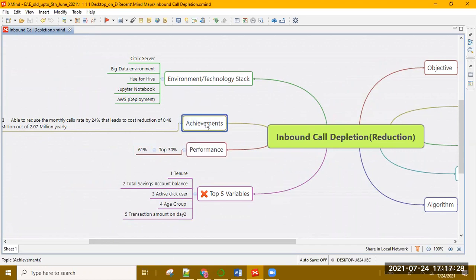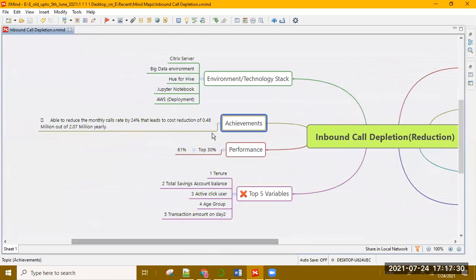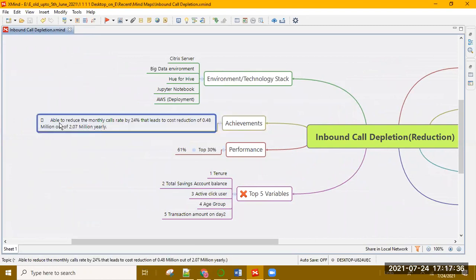Okay. Under achievements, usually what happens in the resume, to shortlist your resume, this is a very key thing to mention. So here what you can do is go to the project and identify it. Like in this case, we are able to reduce the monthly call rate by 24%. Means out of 4 calls, we are reducing 1 call approximately. Suppose 100 calls are coming, means we are reducing 24 calls.